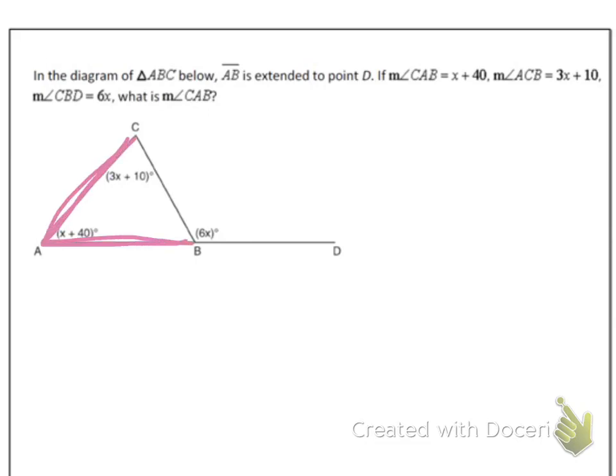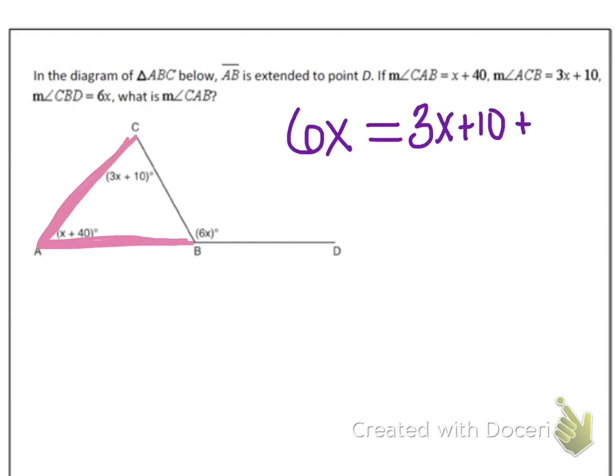So we need this angle here. In order to figure out that angle, we need x. In order to figure out x, we need to use the exterior angle, because that's what we're given. So remember that theorem we just wrote down says the exterior angle, which in our case is 6x, equals the sum of the two remote interior, which is that 3x plus 10 plus the x plus 40.